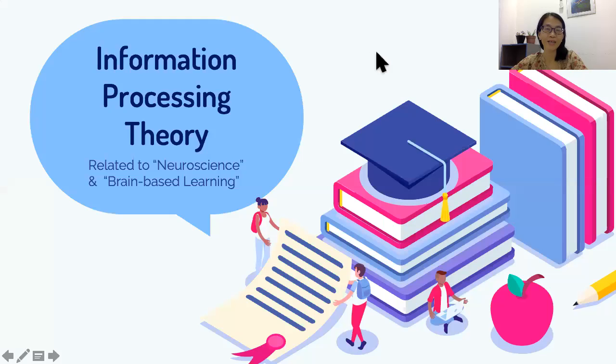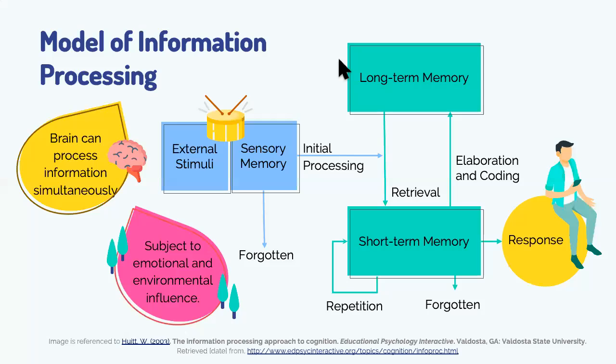Hi again. In this lecture, I'm going to talk about information processing theory, which is a theory related to neuroscience or brain-based learning. This is the common model of information processing. This diagram is taken from Hughes, and there are other information processing models available from the literature.